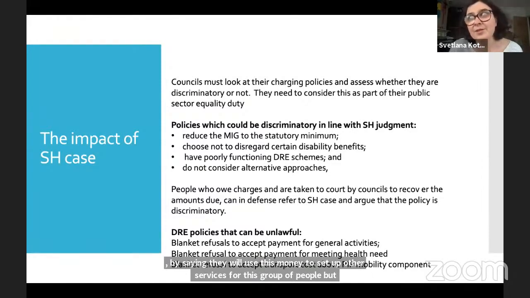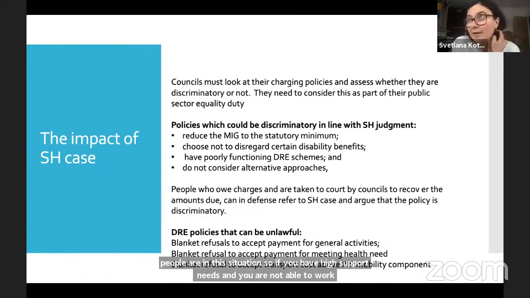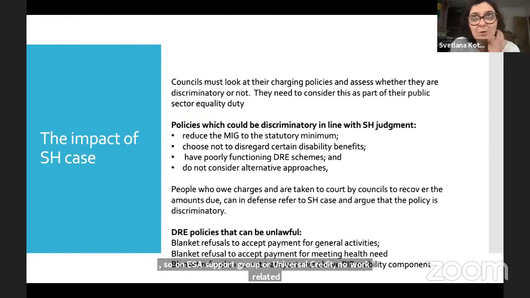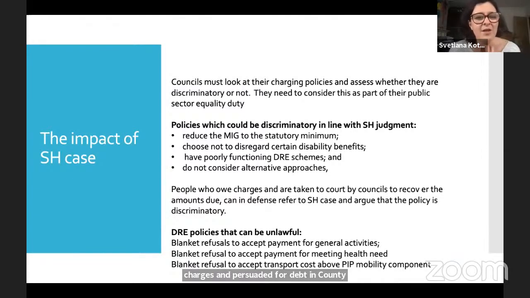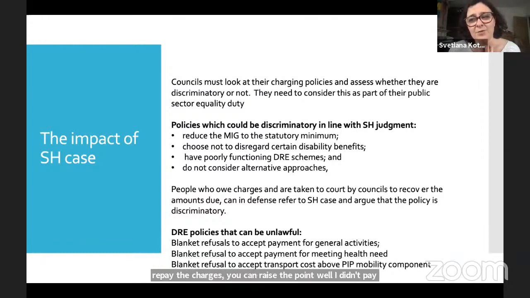Another important point in this judgment is that obviously if people are in these situations, if you have high support needs and you're not able to work, so in the ESA support group or universal credit no work related requirements group, and you are now asked by the local authority to pay your charges and pursued for debt in county court, which local authorities can do, they will take you to court and ask you to repay the charges, you can raise the point that, well, I didn't pay, this policy is discriminatory, and the judge in that county court will have to apply this Norfolk judgment and consider it.